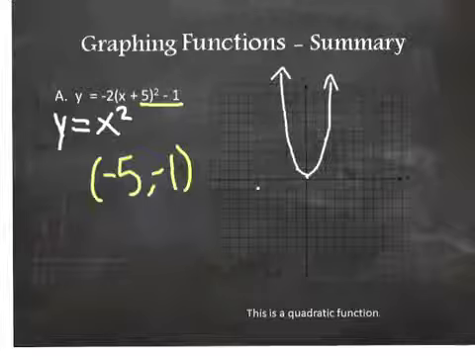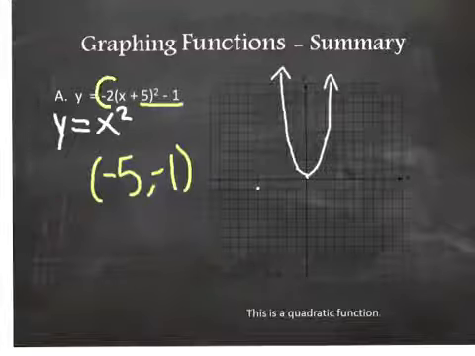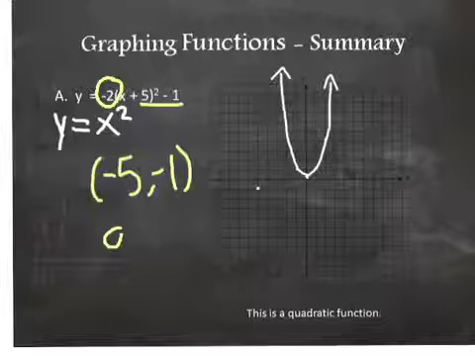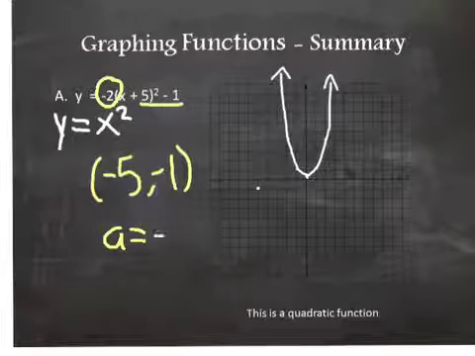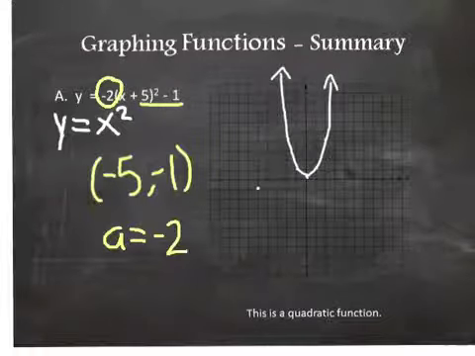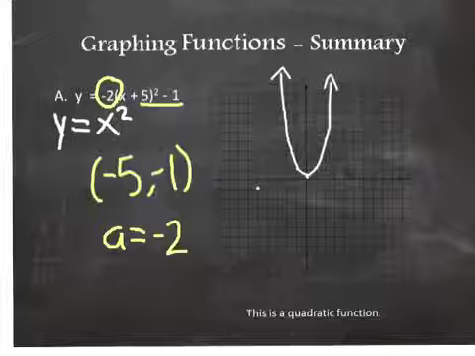You look at your a value. Our a value is negative 2. Since a is negative 2, that means that it's going to be opening down, and it's going to have a vertical stretch of a factor of 2 as compared to the parent function here. So a vertical stretch of a factor of 2, opening down. If you use a step pattern, you can follow the step pattern. Doesn't matter how you place your points, but you should be able to graph this one pretty easily.